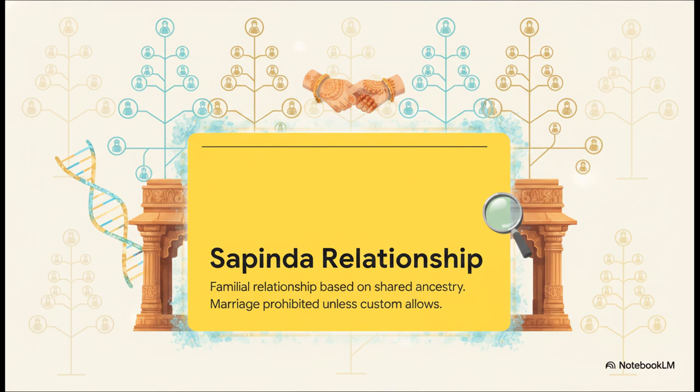Now let's clarify that last one, because it's specific. A sapinda relationship is essentially a familial bond based on shared ancestry. The law strictly prohibits marriage between sapindas, mostly to prevent genetic overlap and maintain social structure. But there is a really fascinating exception built right into the law. If a specific community has a custom that actually permits it, and they can prove that custom is ancient, certain, and reasonable, then the marriage is perfectly legal.